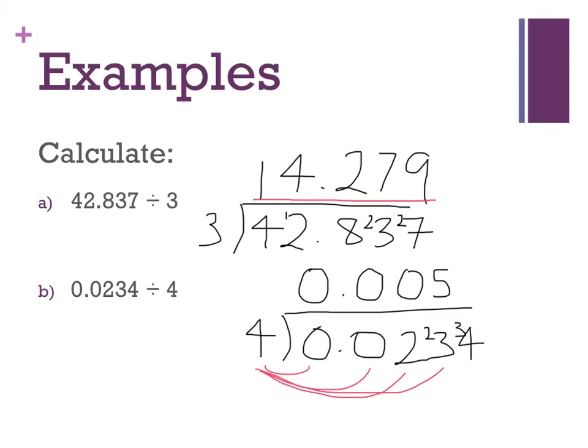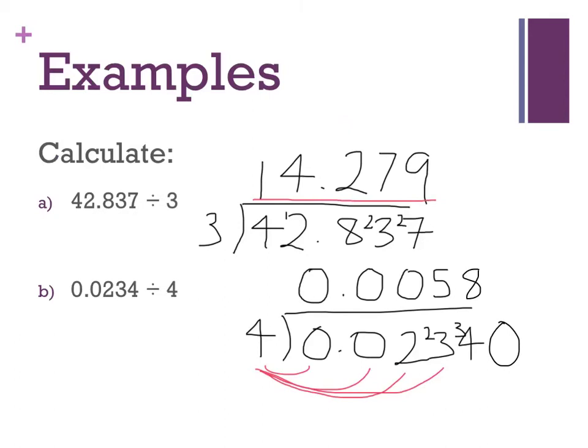Okay, 4 goes into 34 8 times. 8 fours are 32, but I have no numbers left. What do I do? If I still have a remainder and I have no numbers left at the end of my decimal, I put a 0. And I keep on putting zeros as many times as I need.